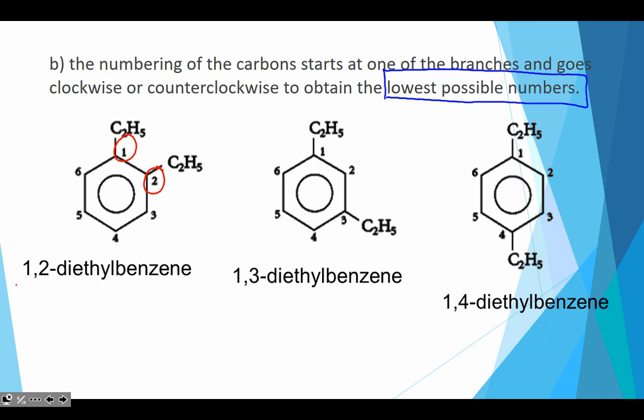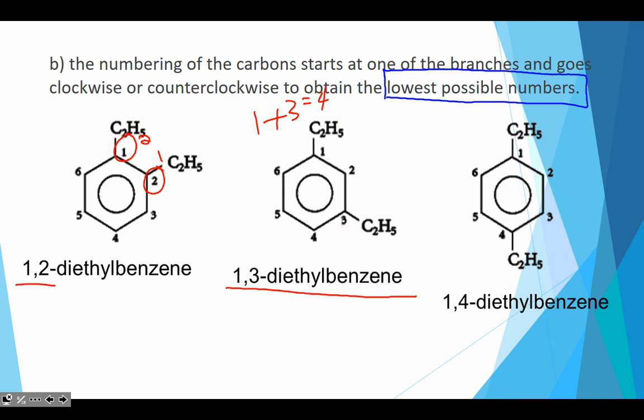Okay, so this is 1, 2 diethylbenzene. We don't really have a choice because it could be 1, 2, same thing. This is 1, 3 diethylbenzene. What we don't want, see how this is 1, 3. 1 plus 3 is equal to 4. So this would be wrong.